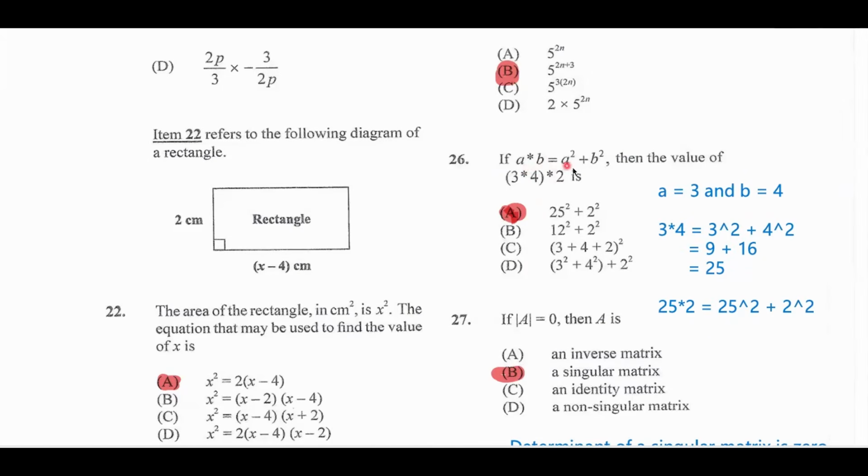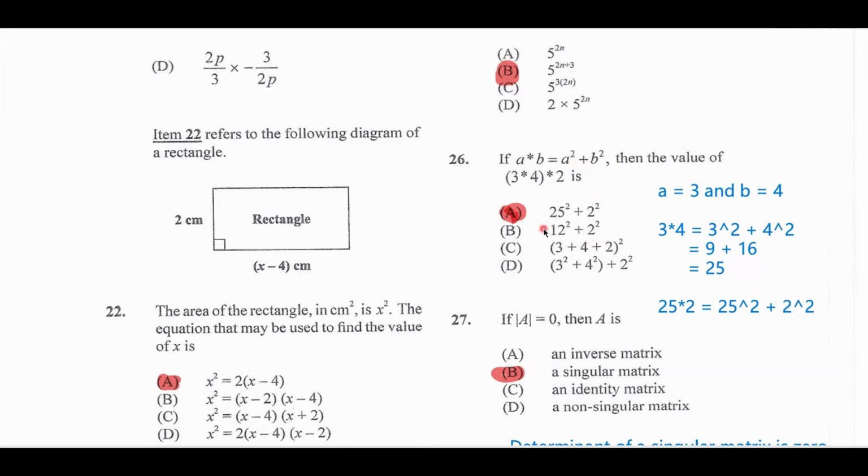26. If A asterisk B is A squared plus B squared, then the value of 3 asterisk 4 in brackets asterisk 2 is... Let's work out the figures in the brackets. So 3 here is A, and 4 is B. So 3 asterisk 4 following this formula will be 3 squared add 4 squared. That's 9 and 16, which is 25. So then you will come down to 25 asterisk 2. Following the formula again, 25 is now A and 2 is now B. So it'd be A squared plus B squared: 25 squared add 2 squared.